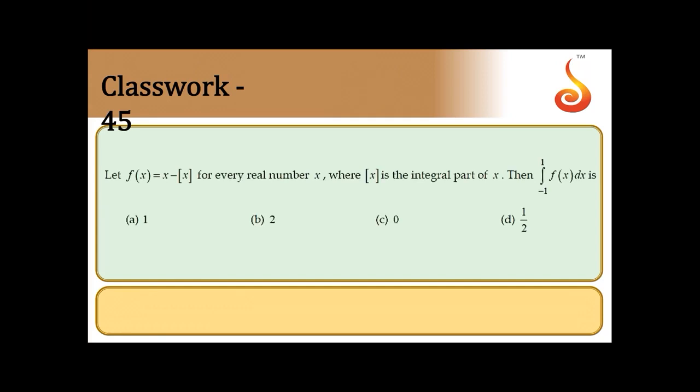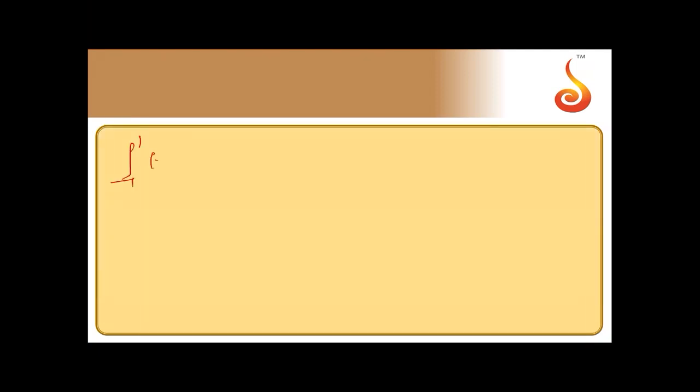Coming to the next one, f of x equals x minus the integral part of x for every real number x. Then the integral from minus 1 to 1 of f of x dx is how much? Integration from minus 1 to 1 of x minus the integral part of x dx. Splitting into two parts, minus 1 to 0, the integral part of x on minus 1 to 0 is minus 1. We get x plus 1 dx, plus integration from 0 to 1, where the integral part is 0.